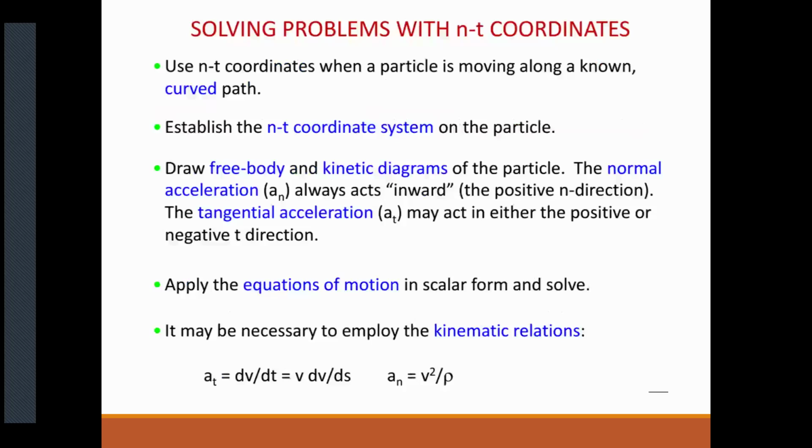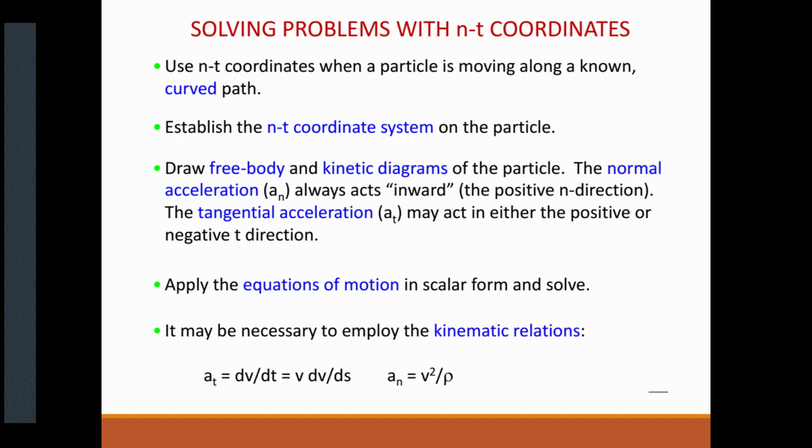To solve the problem in this coordinate system, we do the same thing. We set up the normal and tangential coordinate system, and we draw the free body diagram on the left-hand side and the kinetic diagram on the right-hand side. Use a consistent positive direction. Normal acceleration always acts inward, in the positive n direction. And tangential acceleration a_t may act in either the positive or negative t direction. Then we apply the equation of motion and solve the problem.